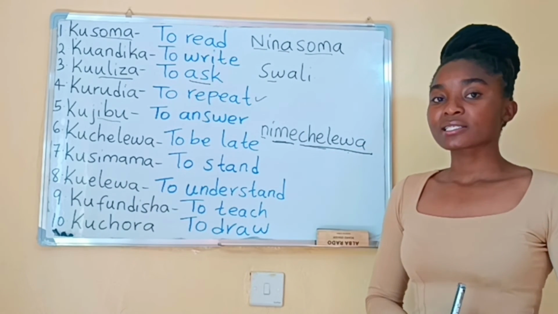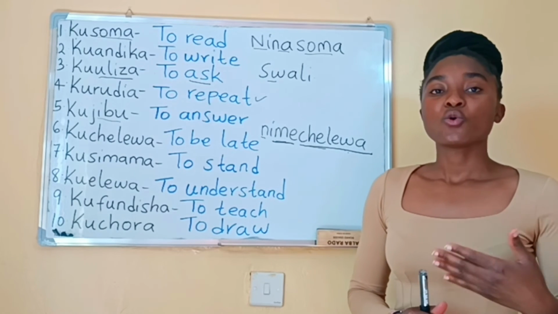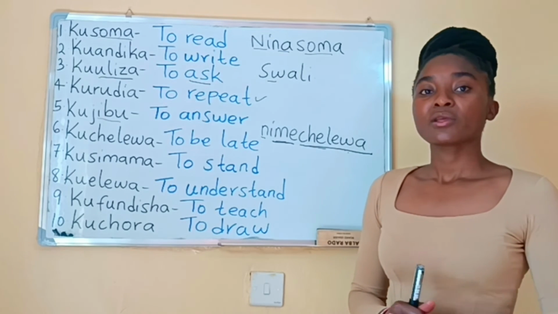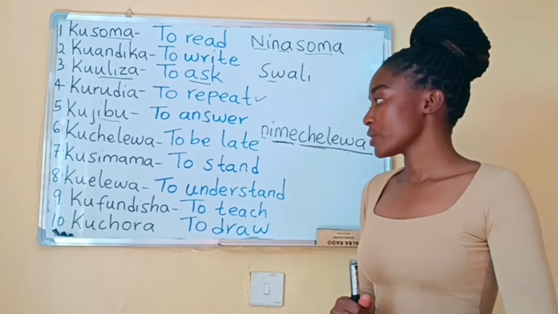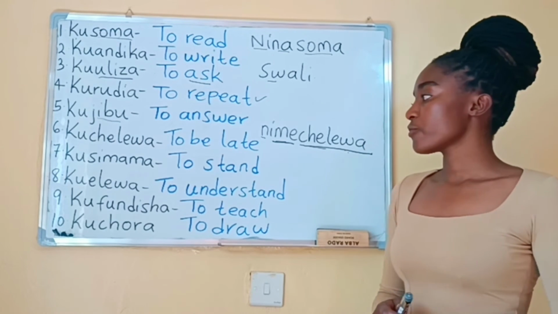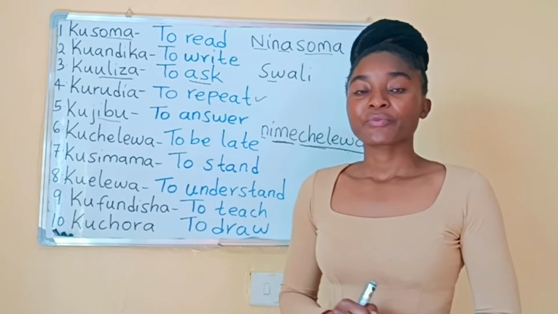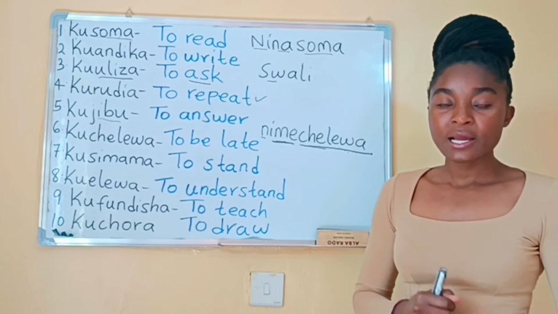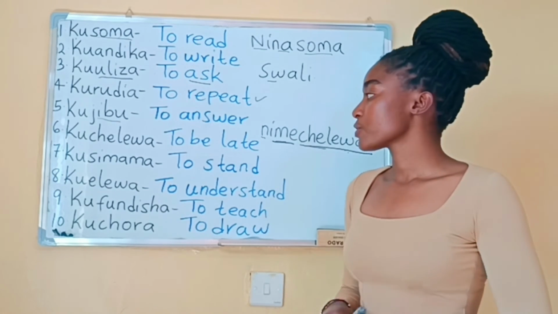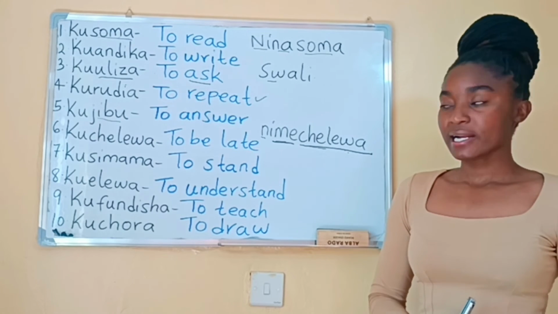So if I want to ask, do you understand, or are you understanding? Unaelewa, are you understanding? Unaelewa, if it's one person. And if you are many, I will say mnaelewa. Are you all understanding? Mnaelewa. So the verb is kuelewa, which means to understand.